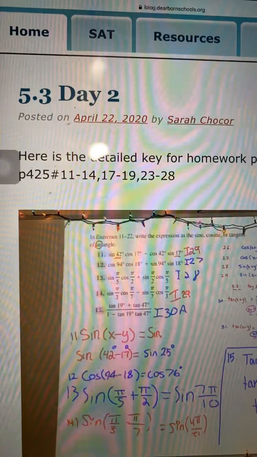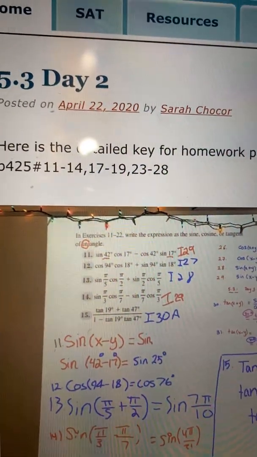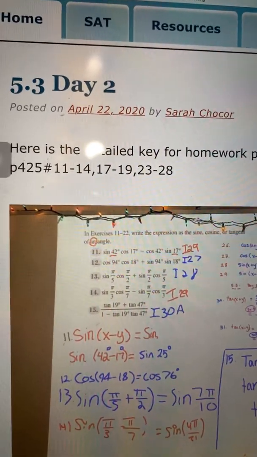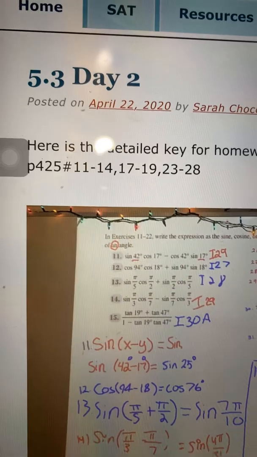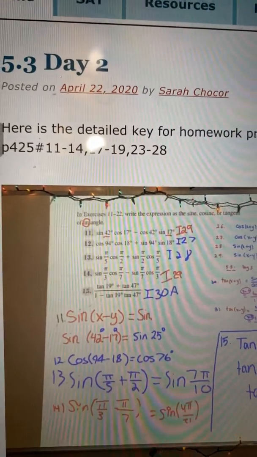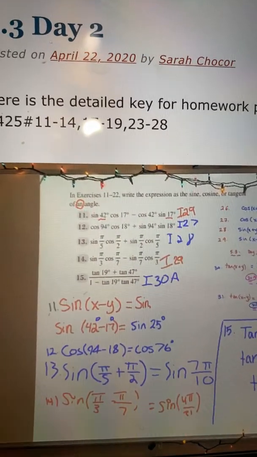Today's video we're gonna go over the homework problems, page 425, 11 through 14, 17 through 19, 23 through 28. This is for section 5.3, day number 2. So we're talking about sum and difference identities as we started on Monday.